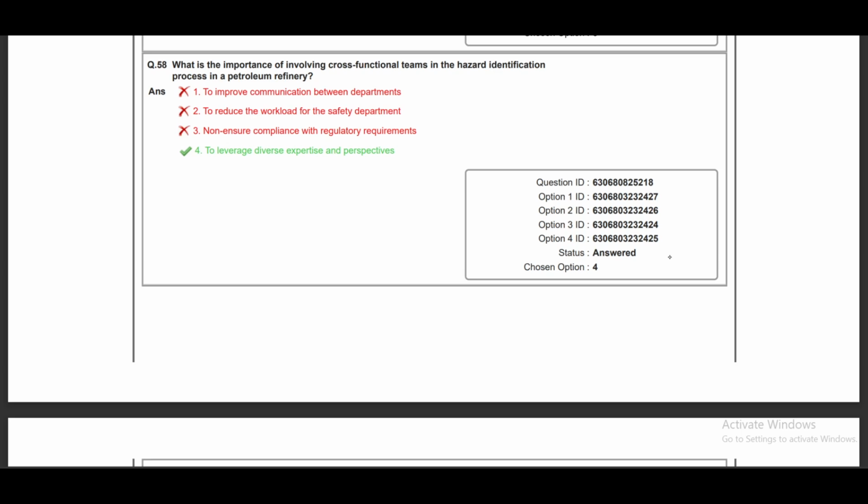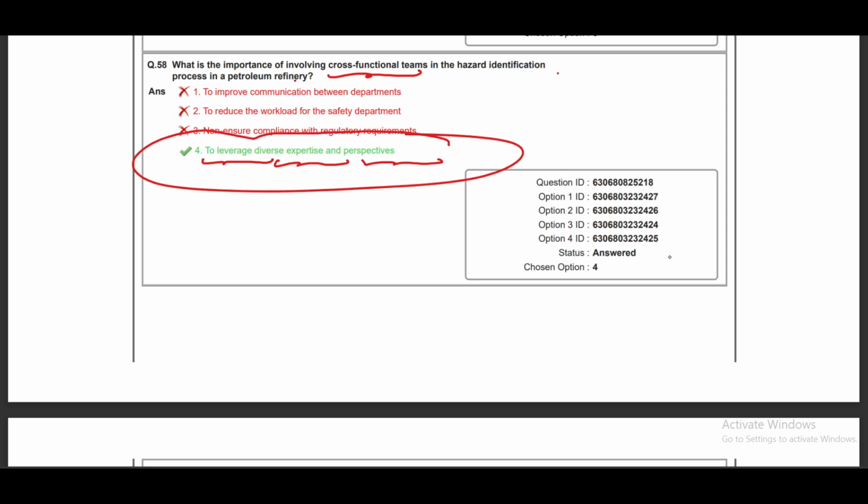Next is, what is the importance of involving a cross-functional team in the hazard identification process in a petroleum refinery? The correct answer is to leverage diverse expertise and perspectives. By involving team members from various departments, you can ensure a comprehensive and well-rounded approach to identifying and mitigating hazards.